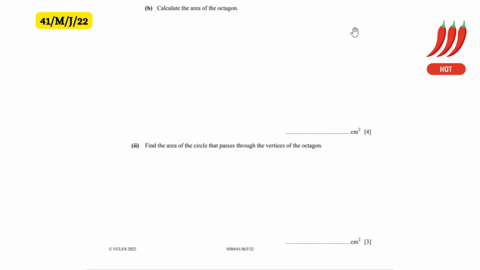So if it's passing the vertices of the octagon, let's draw a representation of that. So an octagon has 8 sides. So 1, 2, 3, 4, 5, 6, 7, 8. So this is basically an octagon. Now the circle that passes through the vertices of the octagon, that means it's at the boundary. So if you notice, your radius of the circle is going to be this length over here.